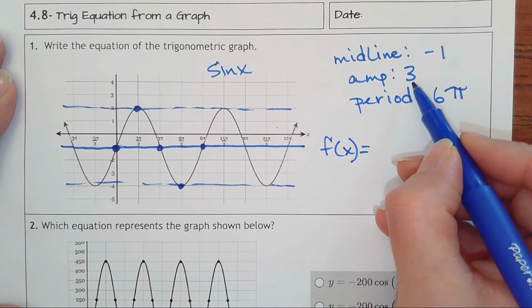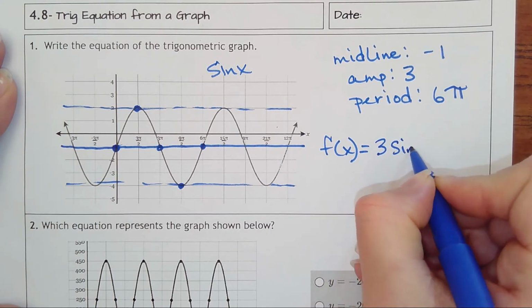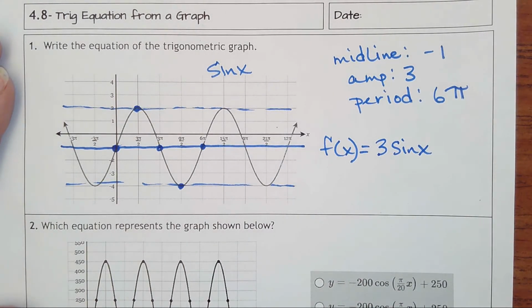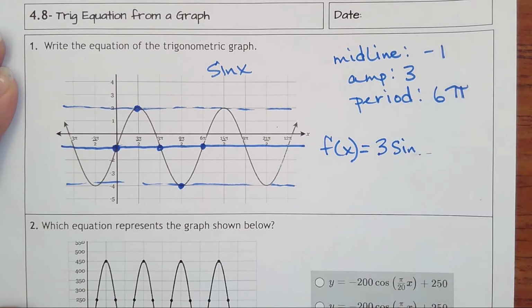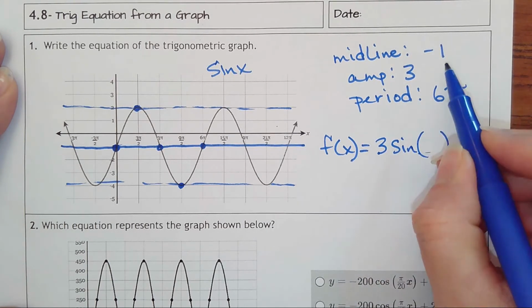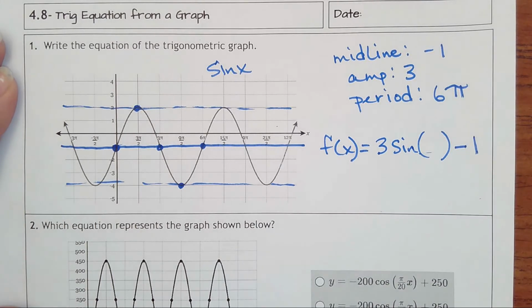But first I want to put the amplitude is 3, sine of... oh, didn't want to put x yet. I just said it and then I just forgot. I'll leave that blank for just a minute. And then my midline is -1, so it got shifted down 1.